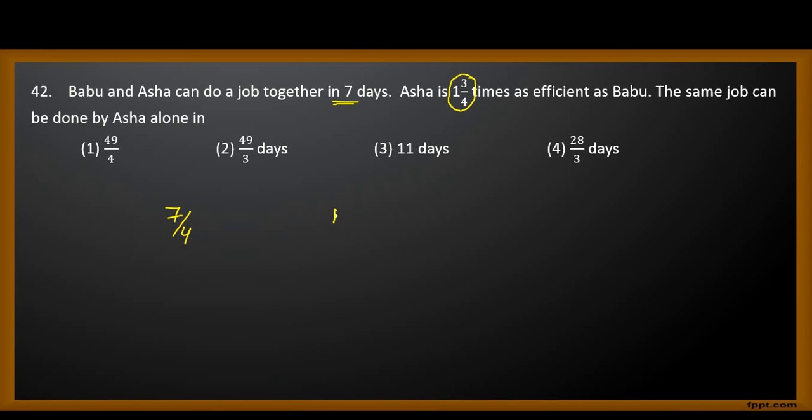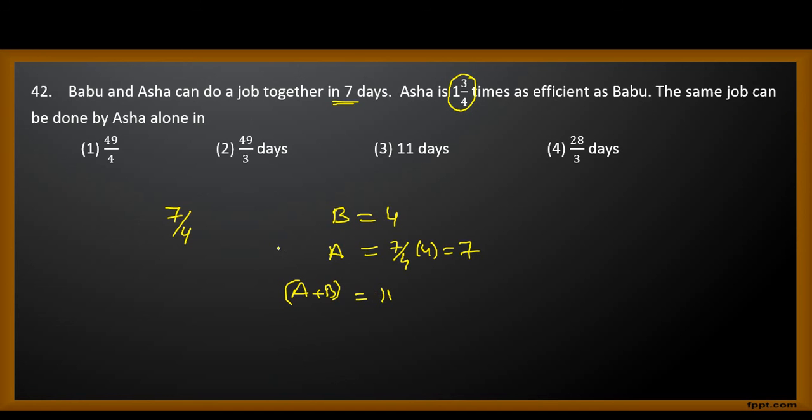Now assume that Babu will do 4 units. Okay, then by the time Babu does 4 units, Asha will do how many units? 7/4 of 4, which is 7 units. If Babu does 4 units, Asha will do 7 units. Together they will do how many units? 11 units. Assume that Babu does 4 units per day, then Asha will do 7 units per day. Together they will do 11 units per day.